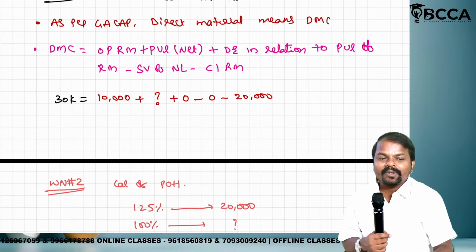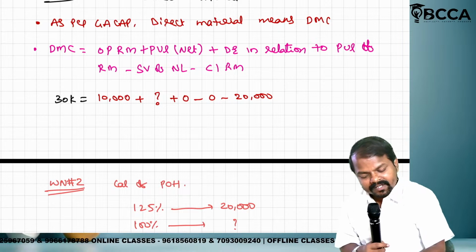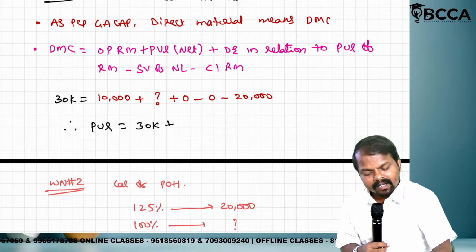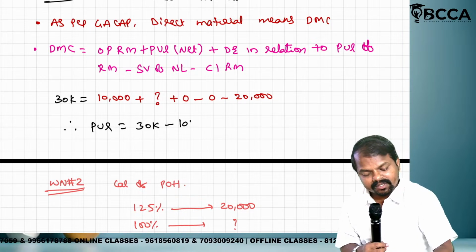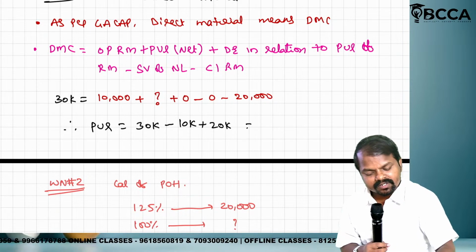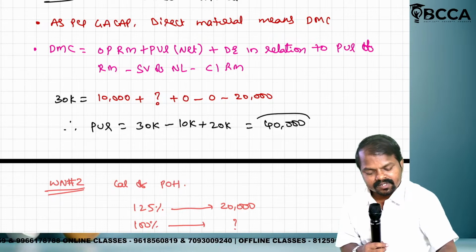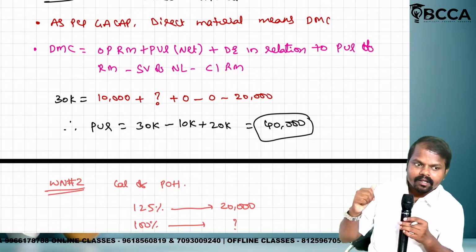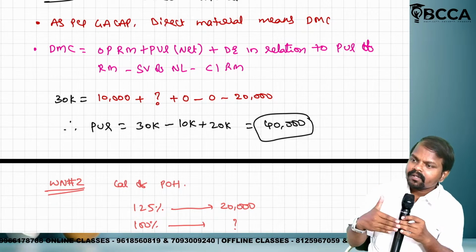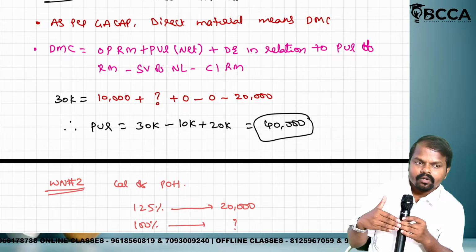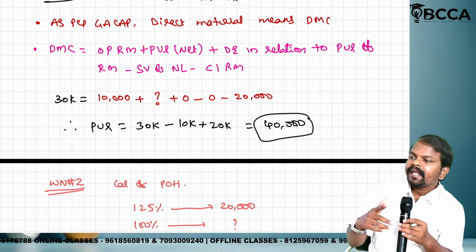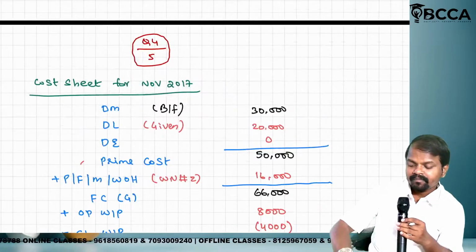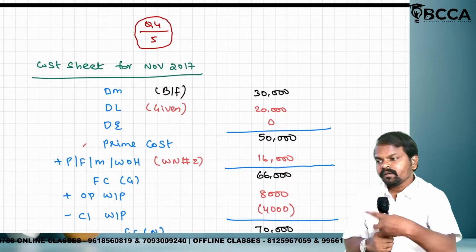Now it's time to calculate purchases. Therefore, purchases is equal to 30,000 minus 10,000 plus 20,000. How much? This is the answer. Hello, good morning. Clear? Do you want to copy, or does your answer match? Match? No need to give time. Anybody want to write? Please make the copy.